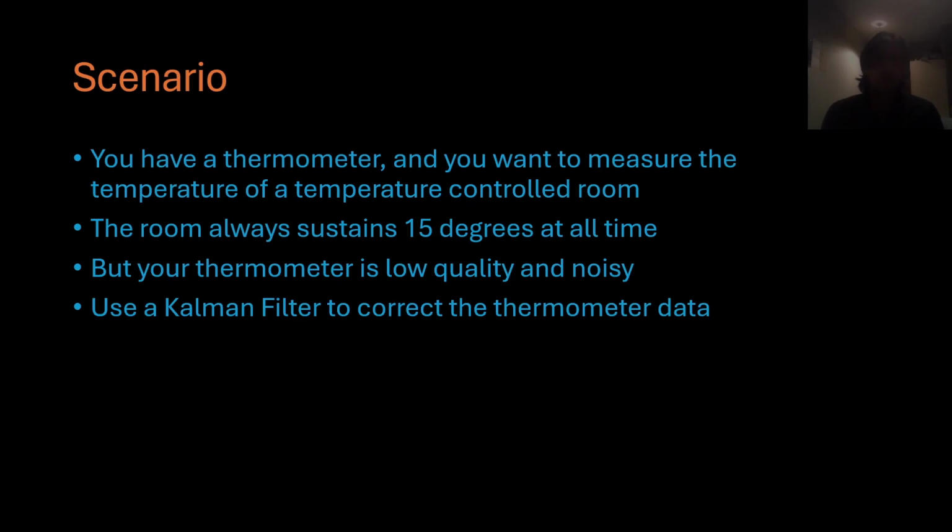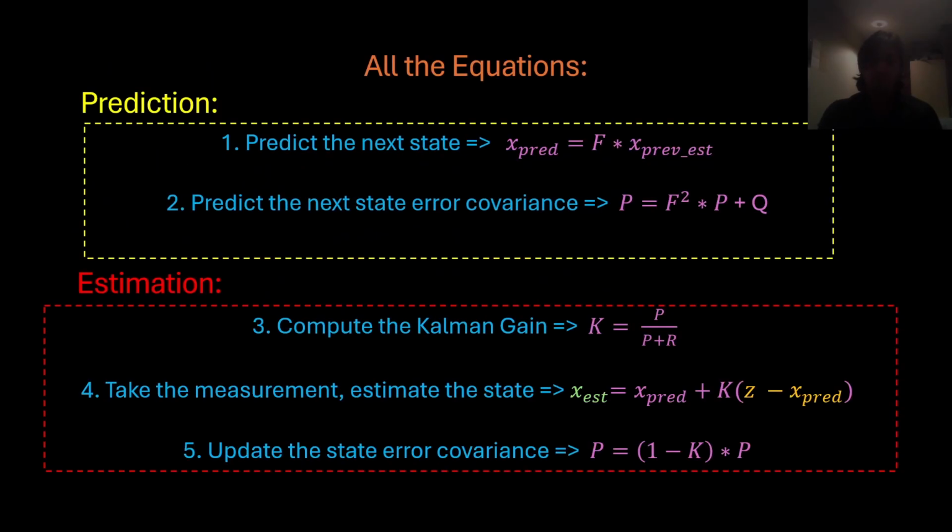So, a scenario, because of course we're not just going to calculate random stuff. You have a thermometer and you want to measure the temperature of a temperature controlled room. The room always sustains 15 degrees at all times, so it doesn't really change. But your thermometer is low quality and quite noisy, so it's not always going to read 15 degrees. It's going to read something with a bit of jitter and some random noise in there. So in this scenario, we're going to use a Kalman filter to correct the thermometer data.